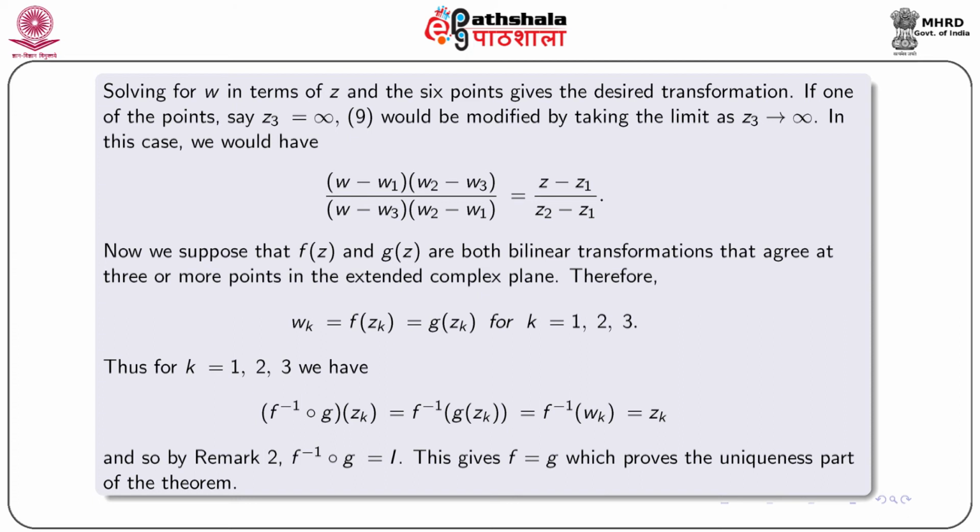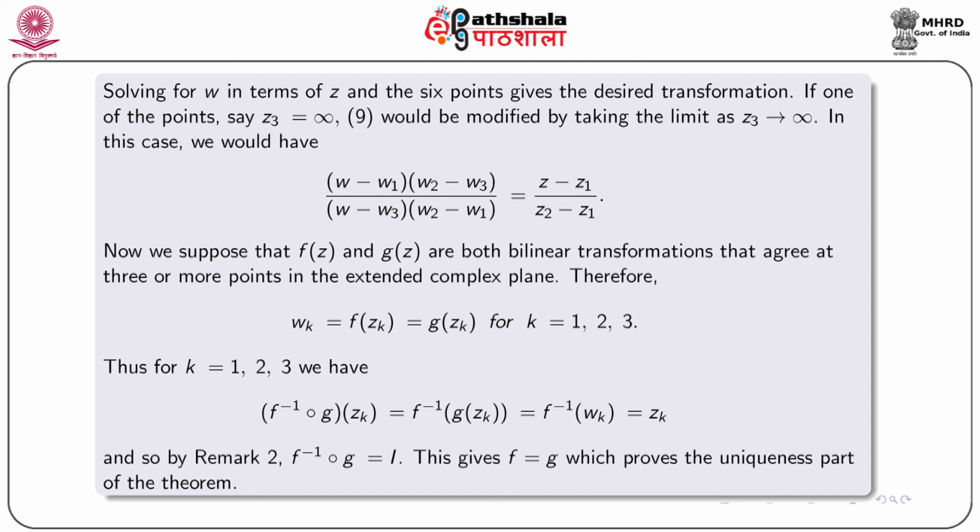Now, we assume that one of the points, say z3 equal to infinity, then equation 9 would be modified by taking the limit as z3 tends to infinity. In this case, we would have (w minus w1) into (w2 minus w3) by (w minus w3) into (w2 minus w1) equal to (z minus z1) by (z2 minus z1).